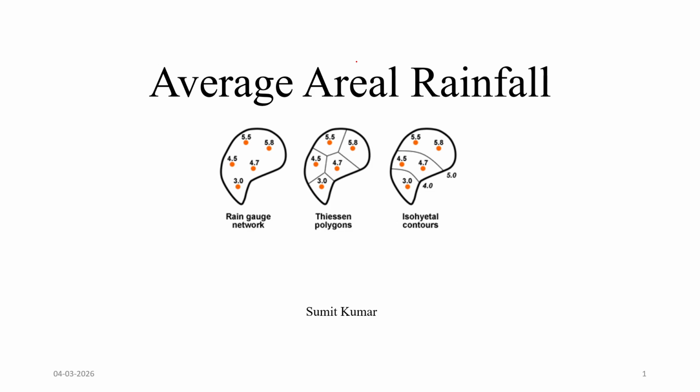I welcome you all to this lecture on average areal rainfall. It is also commonly called mean areal precipitation. This is a fundamental concept in hydrology, especially when we are working with catchment areas, river basins, or watersheds for things like flood estimation, water resource planning, or hydrological modeling.